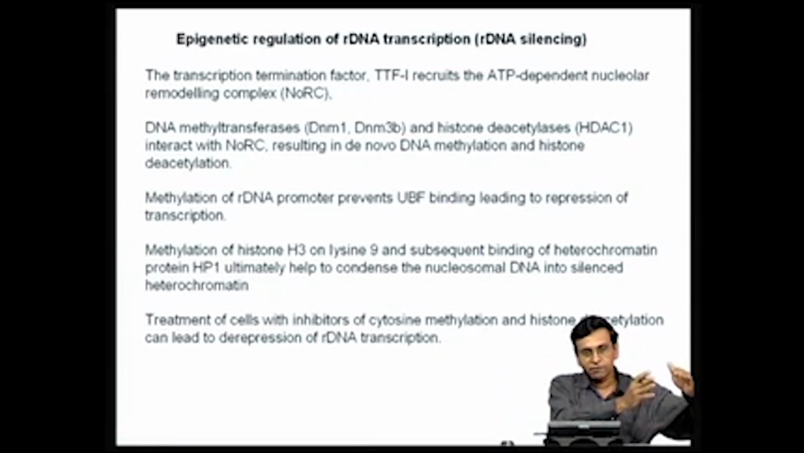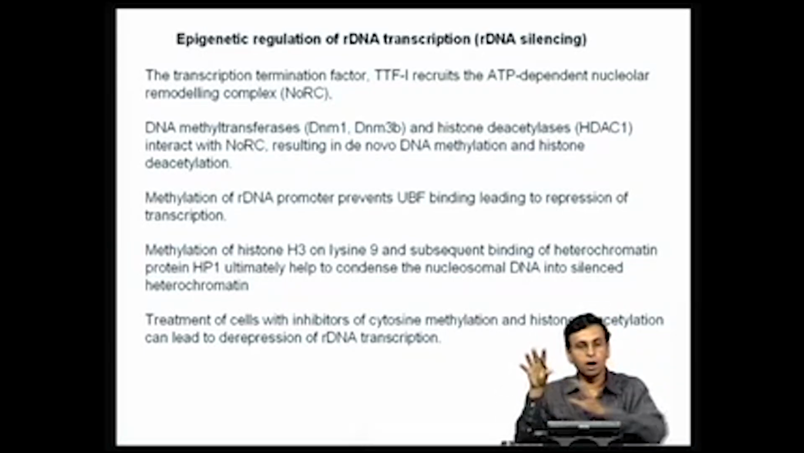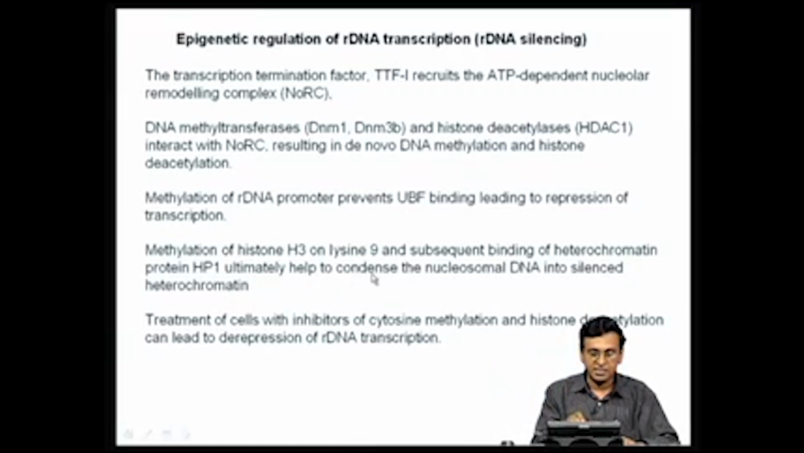So, phosphorylation of transcription factors involved in RNA transcription, as well as DNA methylation and histone deacetylation, are two major mechanisms by which RNA transcription is shut off. But the epigenetic mechanism we are discussing now is actually involved in what is called RNA silencing, and is a long term RNA repression. Methylation of histone H3 on lysine 9 and subsequent binding of heterochromatin protein HP1 ultimately helps the condensation of nucleosomal DNA into silenced chromatin.